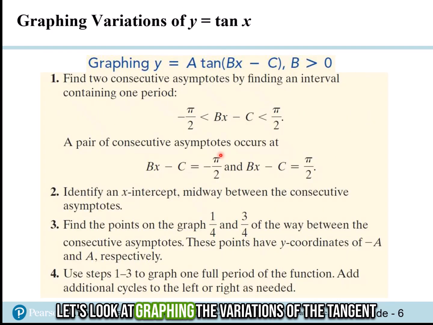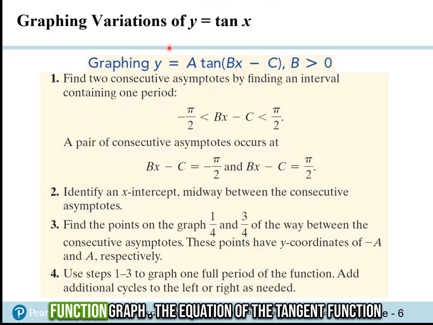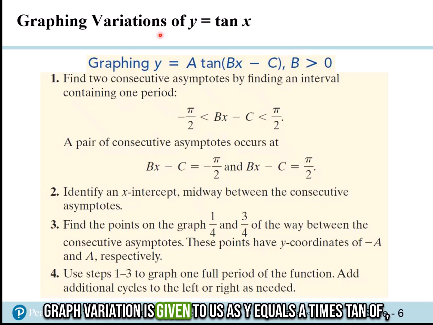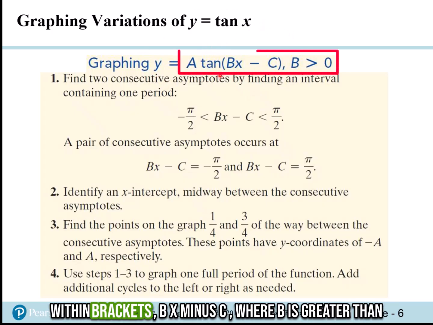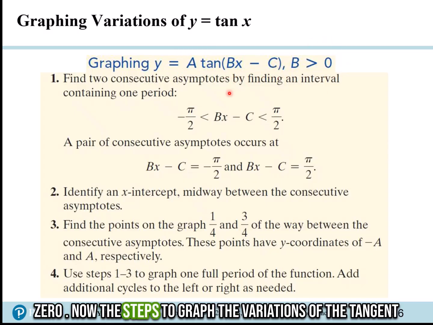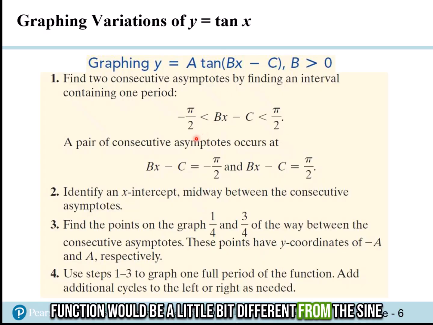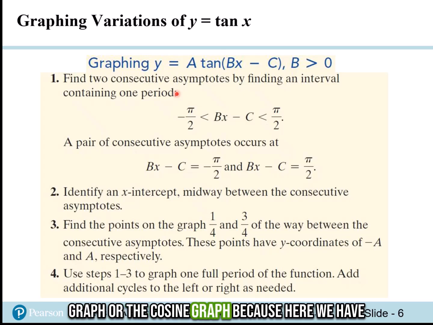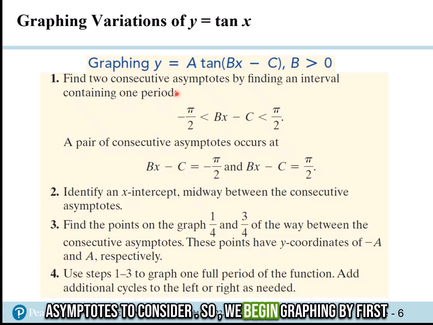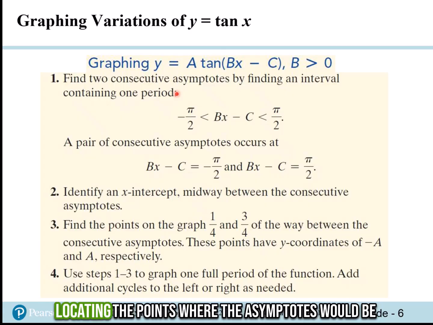Let's look at graphing the variations of the tangent function graph. The equation of the tangent function graph variation is given to us as y equals a times tan of, within brackets, bx minus c, where b is greater than 0. Now the steps to graph the variations of the tangent function would be a little bit different from the sine graph or the cosine graph, because here we have asymptotes to consider. So we begin graphing by first locating the points where the asymptotes would be located.